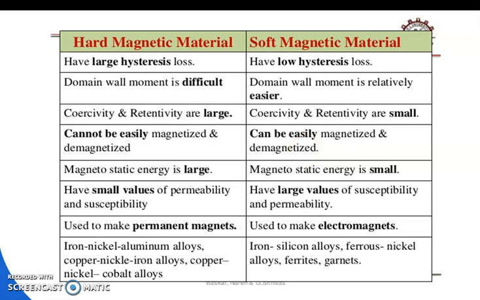Magnetostatic energy is large in hard material and small in soft material. Hard material has a small value of permeability and susceptibility, and soft material has a large value of susceptibility and permeability. Hard material is used to make a permanent magnet. We discussed already that hard magnetic materials are generally used as permanent magnets in DC generators and motors, and the permanent magnet is made up of alnico material. Soft magnet is used for an electromagnet.